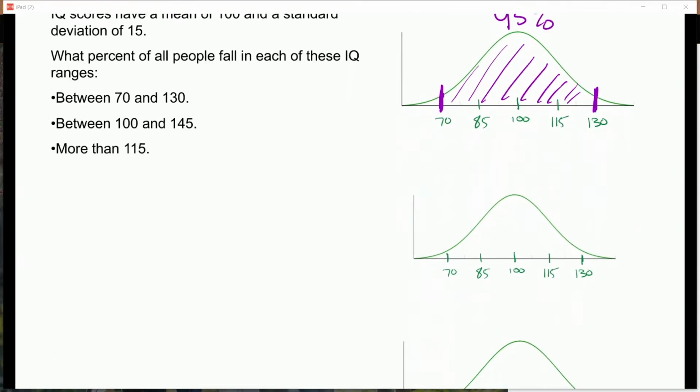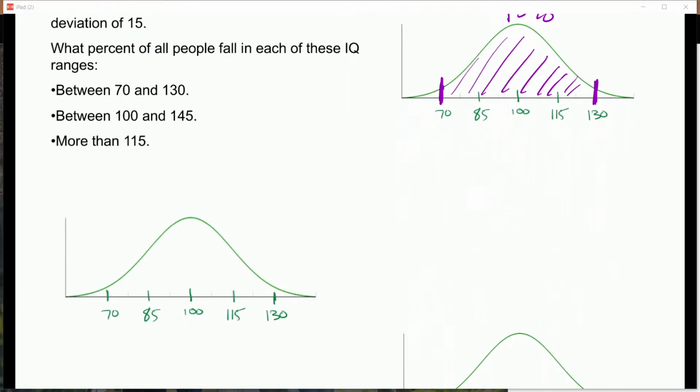Beautiful. Okay, the next one is, and I need to make this bigger so I can draw on it better. I want to know between 100 and 145. 145 is 3 standard deviations. So I need to go between this and this. It's hard. You can hardly see what's going on, can you? Down there, it's so small.